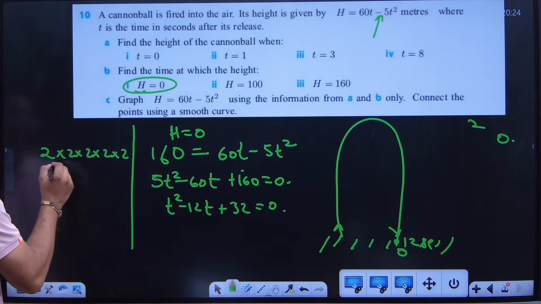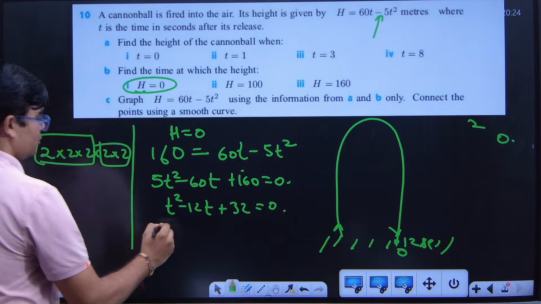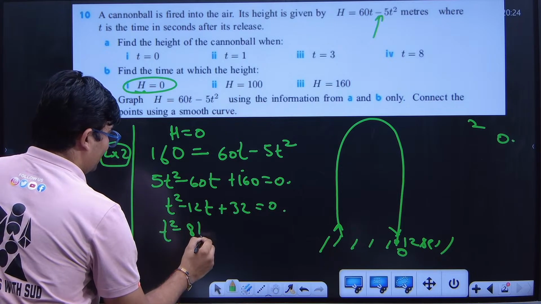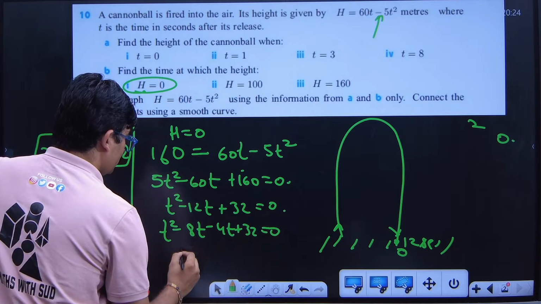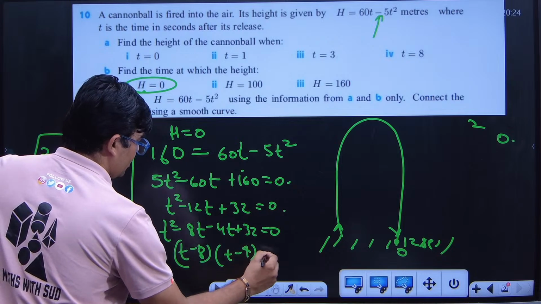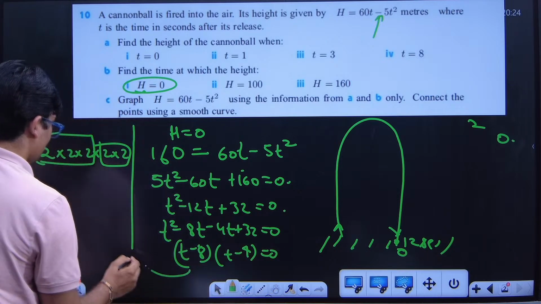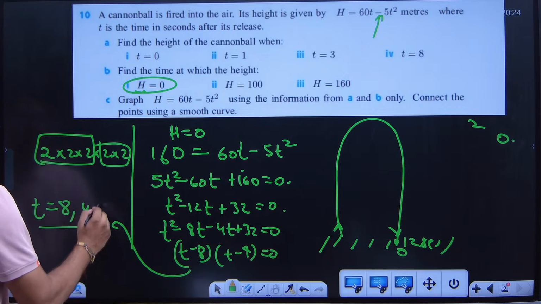You have to think of two numbers. You see this 8 and 4. Wonderful. So t square minus 8t minus 4t plus 32 is equal to 0. So t minus 8 and t minus 4 is equal to 0. That means t is equal to 8 comma 4.